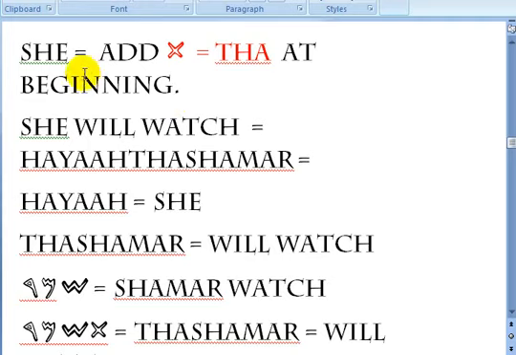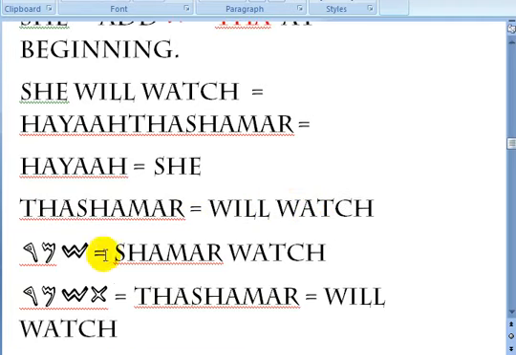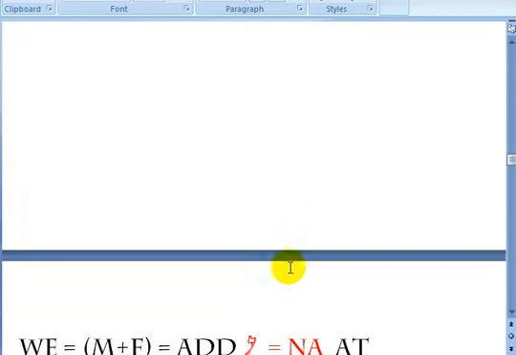All right. So she, you add a tha at the beginning of the word. She will watch. Haya'a tha shamar. Haya'a is she. Tha shamar will watch. Future tense. All right. Shamar is watch. Tha shamar will watch. Future tense. All right.